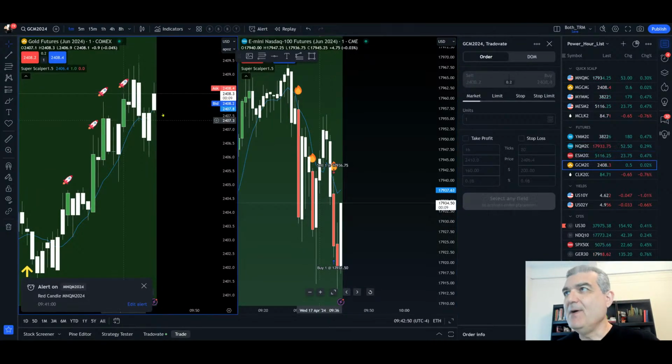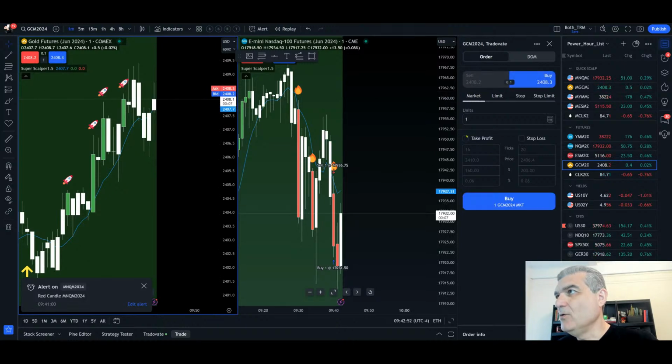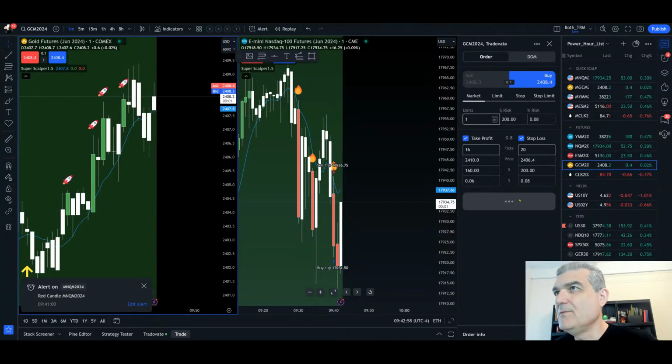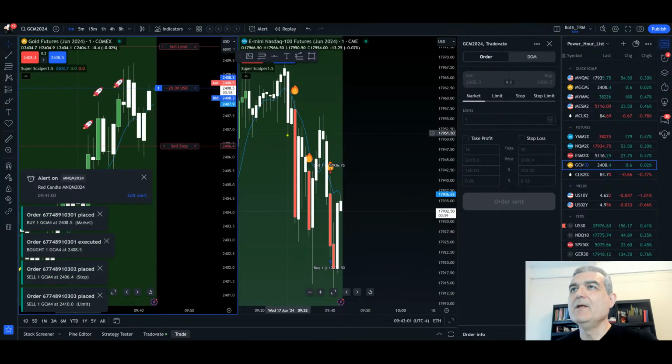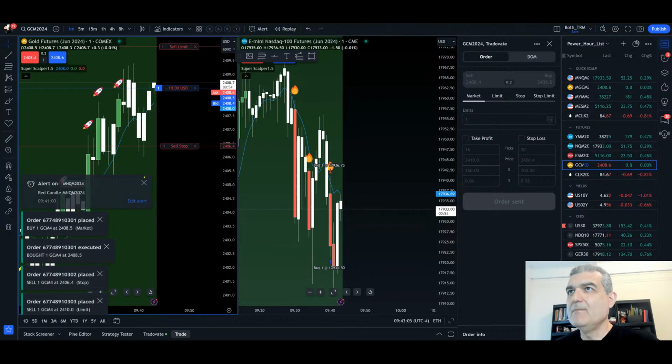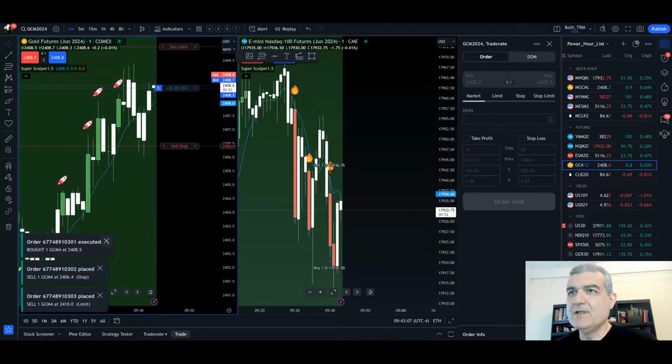I gotta buy in gold. Let me see if that candle closes. I'm waiting for the candle to close. I got 4 seconds. Long gold. Okay. Let's see if that works again. Great setup. Let's give it some time.